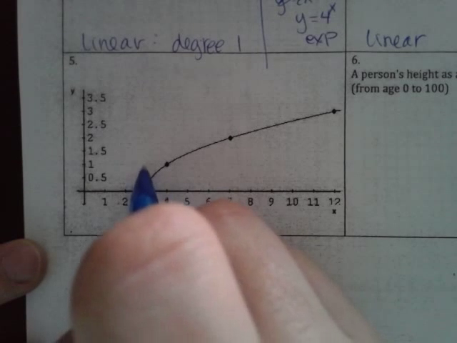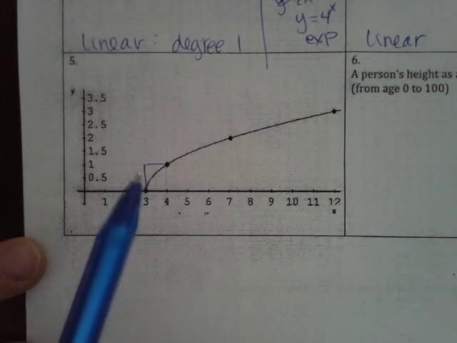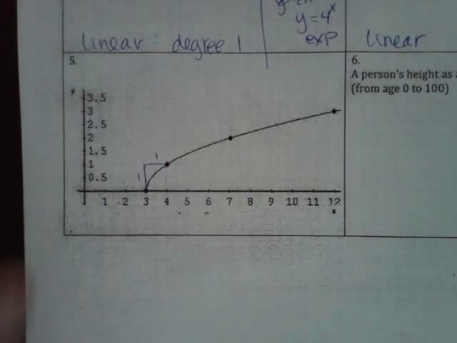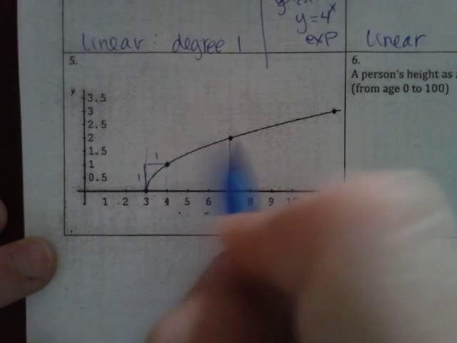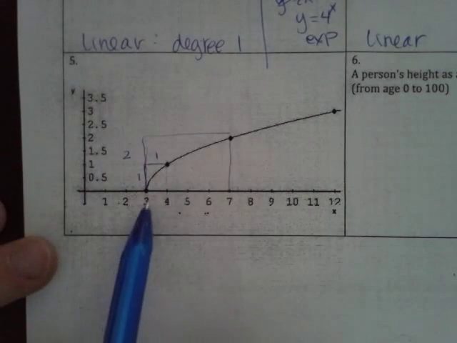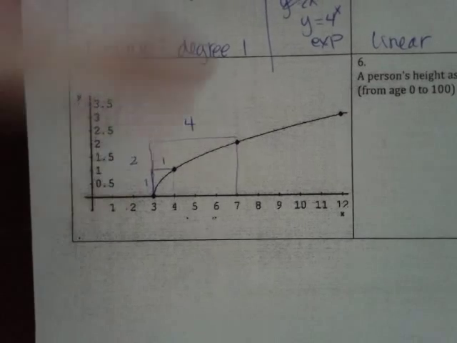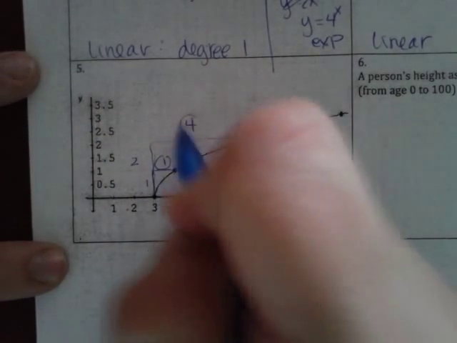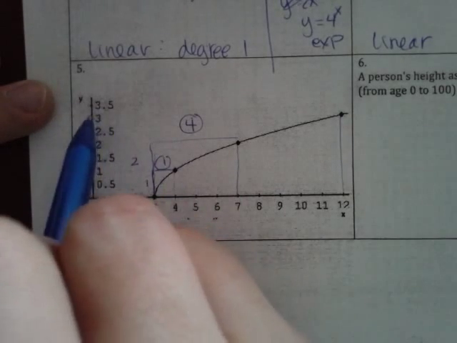Okay, so look at this one right here. To get to that next point, I went up 1 and I went over 1, right? Now let's look at the 7. To get this one, we went up 2 over how many? 4. So now I'm thinking it's what? I mean, with only 2 points, it's really hard to tell, but 1 and 4 make me start thinking parabola, right?